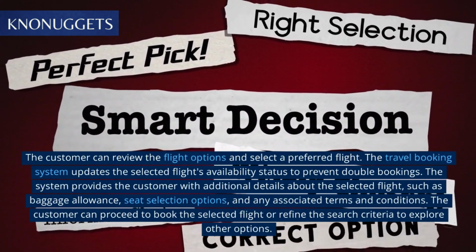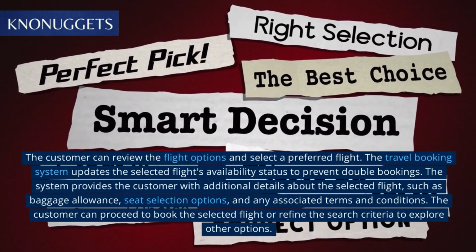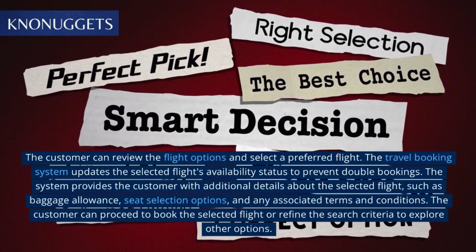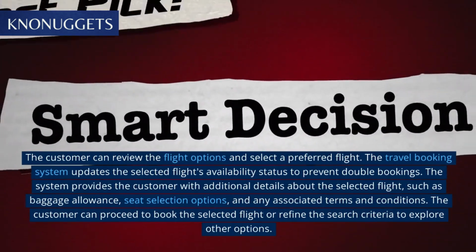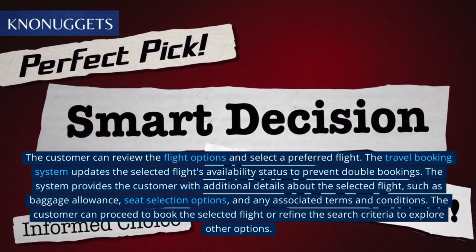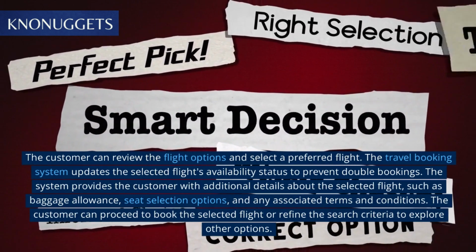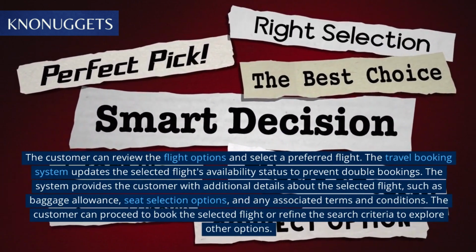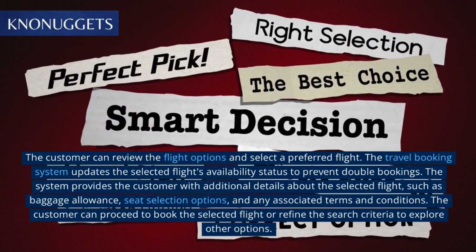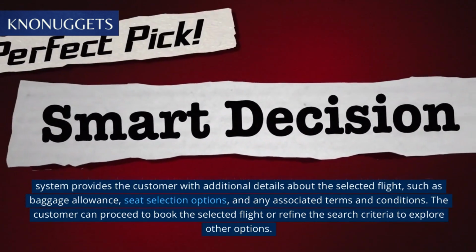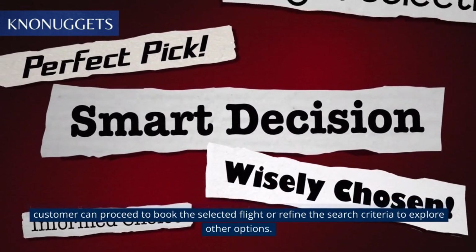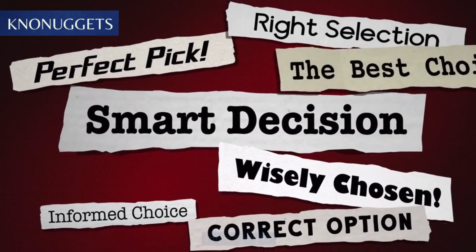The travel booking system updates the selected flight's availability status to prevent double bookings. The system provides the customer with additional details about the selected flight, such as baggage allowance, seat selection options, and any associated terms and conditions. The customer can proceed to book the selected flight or refine the search criteria to explore other options.